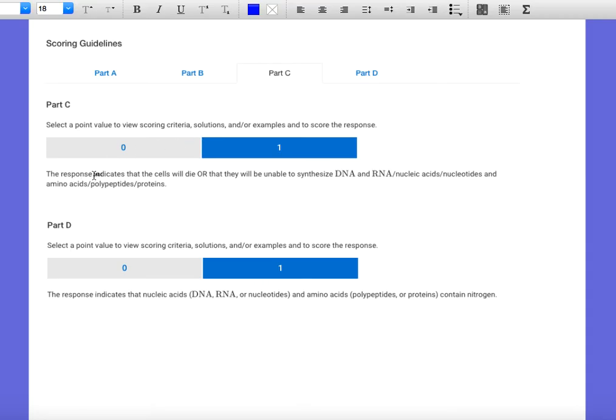Yep. So the response indicates that cells will die or that they will be unable to synthesize DNA, RNA, nucleic acids, nucleotides, and amino acids, polypeptides, proteins. Yeah, so a couple ways you could get credit there. The response indicates that nucleic acids, DNA, RNA, or nucleotides, and amino acids contain nitrogen.